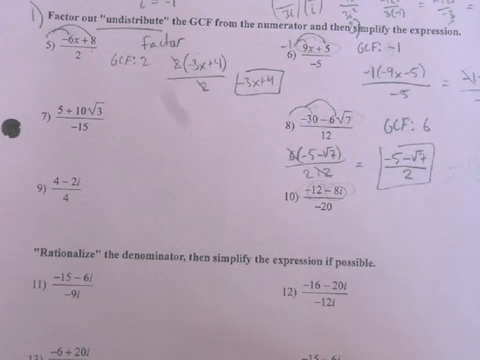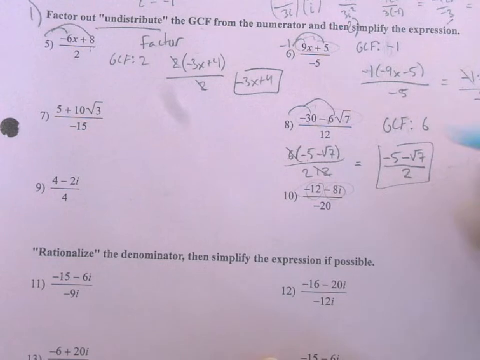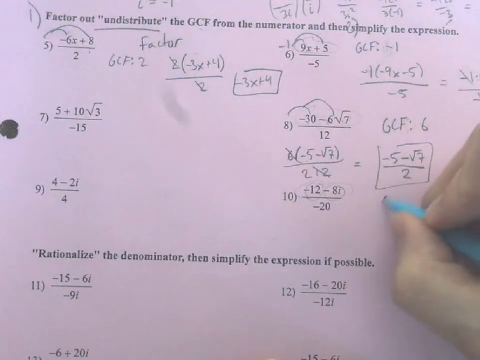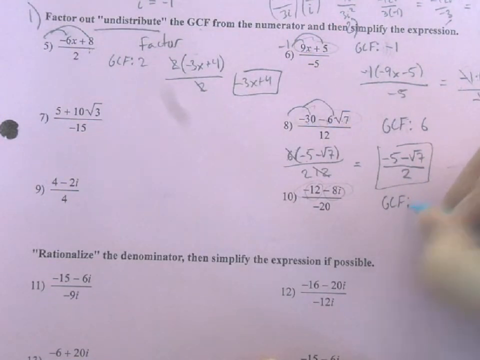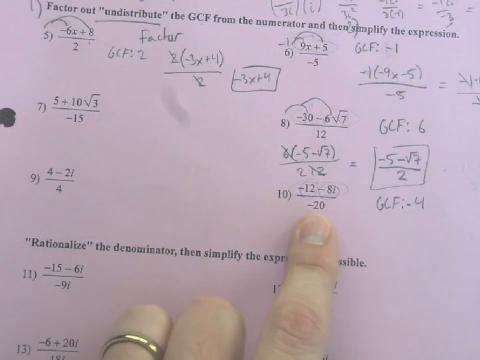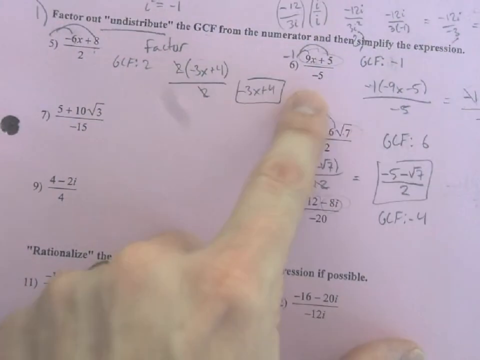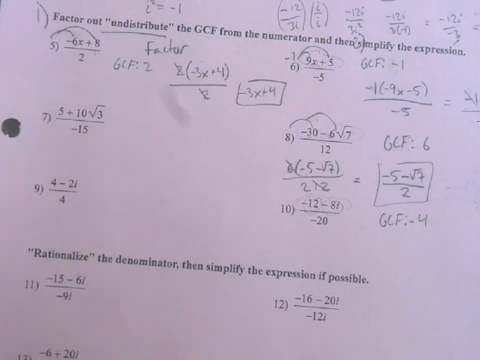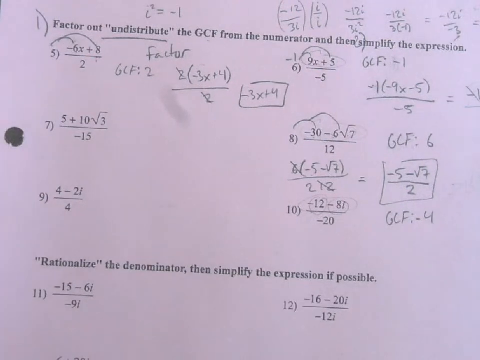The greatest common factor here is 4. Now we could actually factor out a negative 4, and in this case, we're actually going to want to do that. The reason why is because the bottom is negative. So whenever you have a negative on the bottom, you're going to want to factor out a negative with the greatest common factor so that you can cancel that negative that's down there.